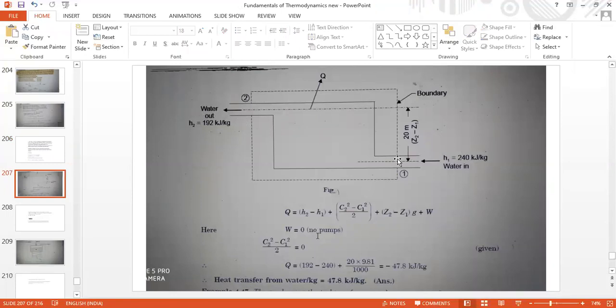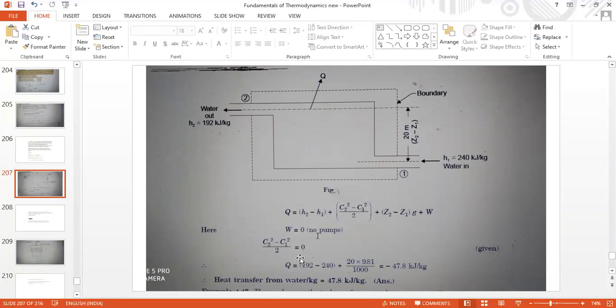And this Z1 minus Z2 is 20 meters. So here, no pumps are used for moving this water. Therefore, there is no work interaction. There is no pump, so no work is required. C2 square minus C1 square by 2 is 0.